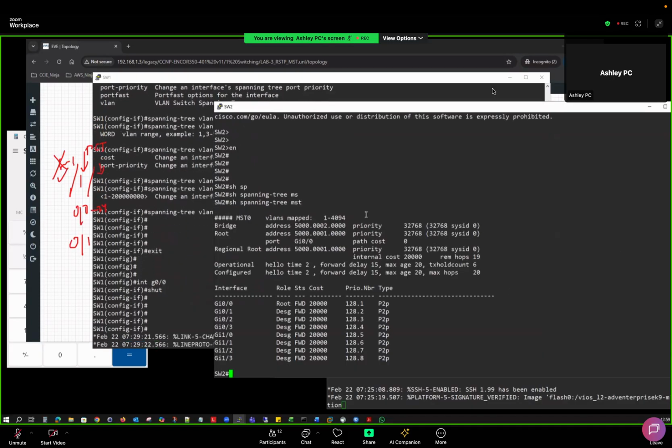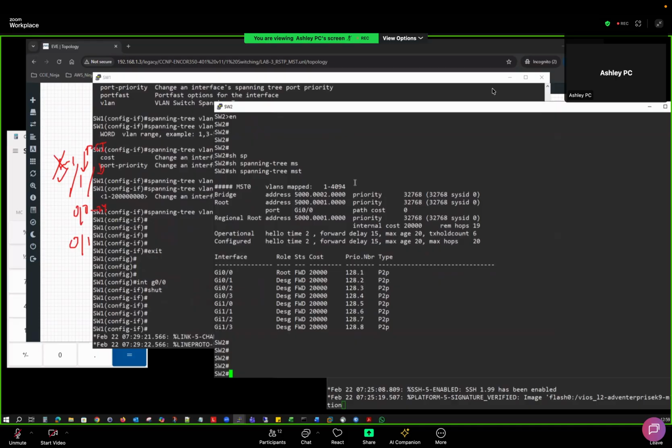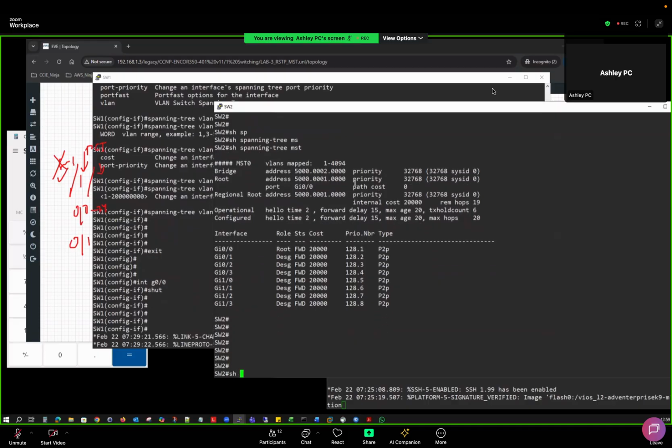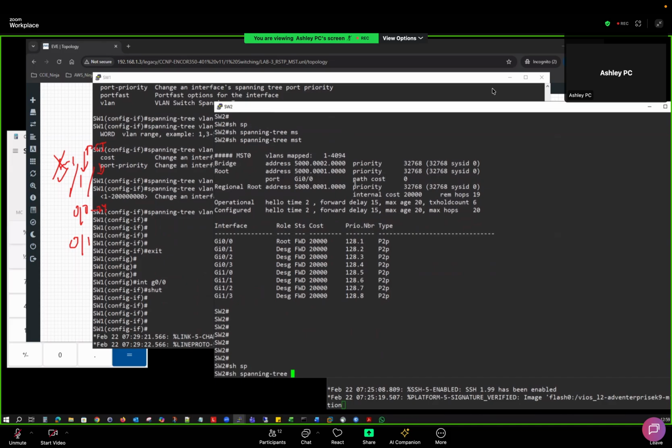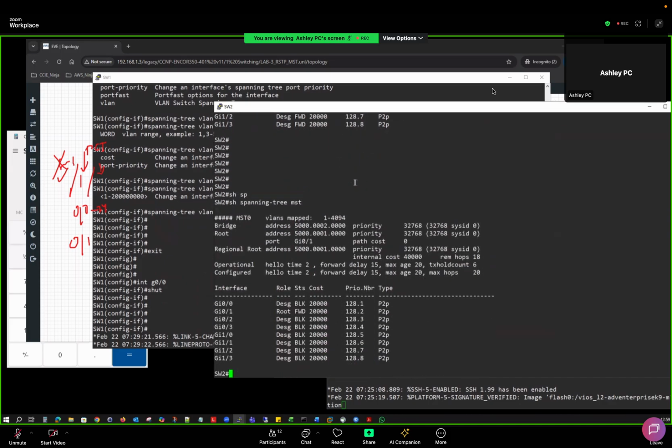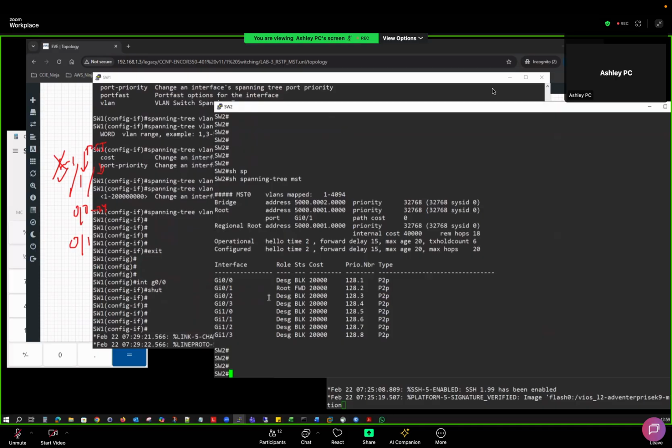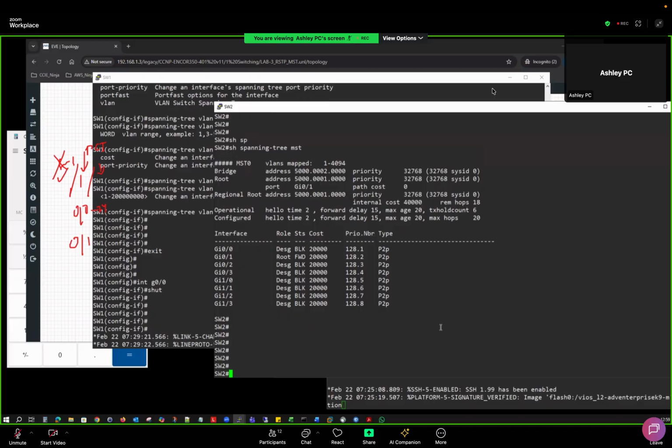Let's see into the switch 2. So spanning tree MST. So gig 0/0 becomes the root port. So here also we need to change the cost to 20,000 and all. So then it is going to take the effect. Are you getting my point, or yes or no? For that gig 0/1 from this interface, if I'm going to the neighboring switch, we need to change the cost for entire VLAN. Are you getting my point, guys?